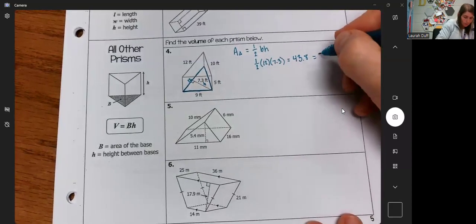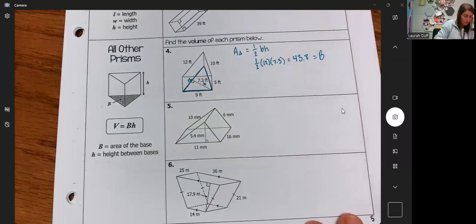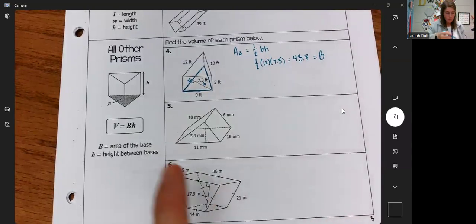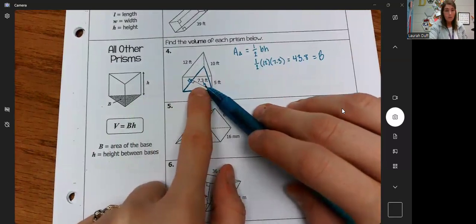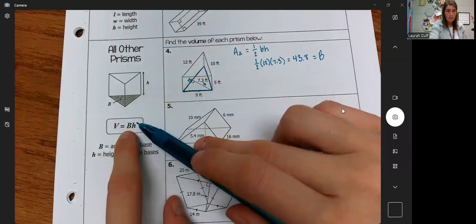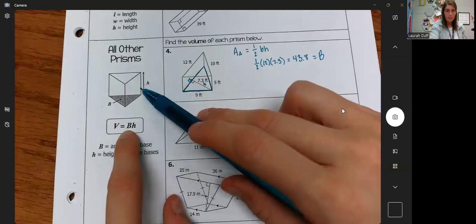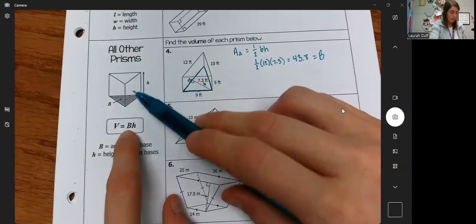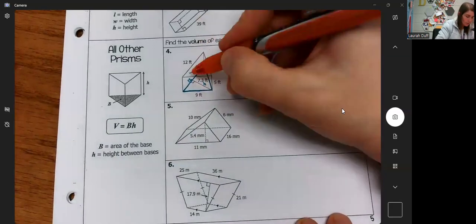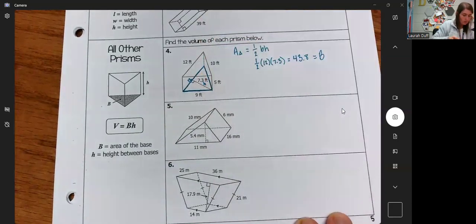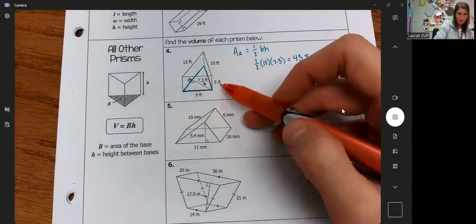That equals my big B. And then H. Yes, we already talked about H. H in the triangle is 7.3. But H over here is the actual distance between the two triangular bases. It's the height of the 3D figure. So that base, the distance between my two triangles, can you figure out which distance that is? Is it the 12, 10, 7.3, 9, or 5?